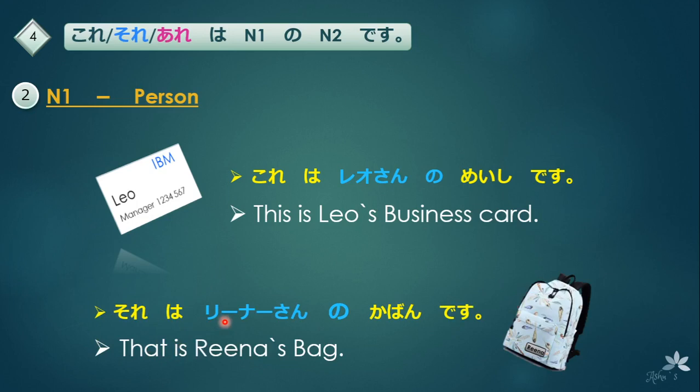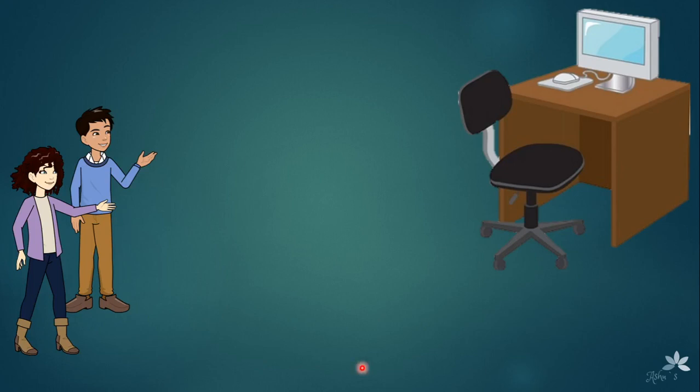それはリーナさんのカバンです。So that is Reena's bag. That is Reena's bag, or the bag belongs to Reena. Let's have some more examples.